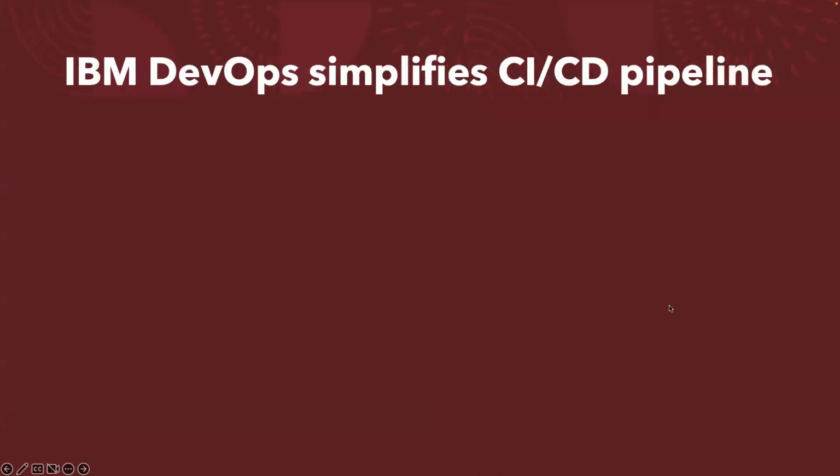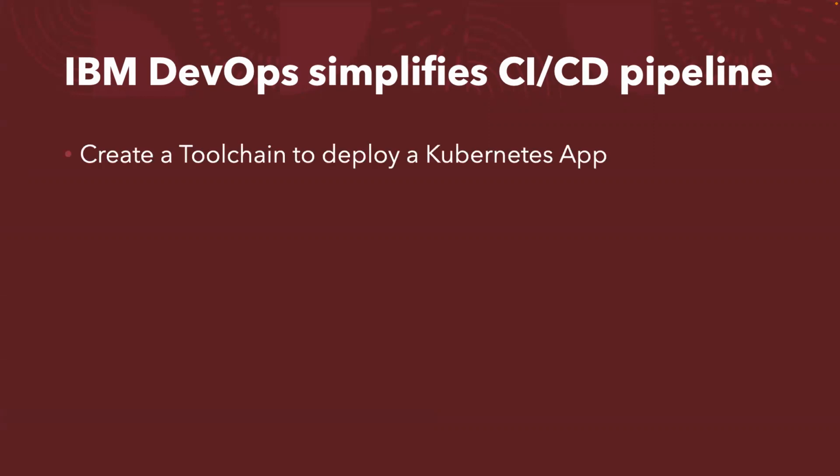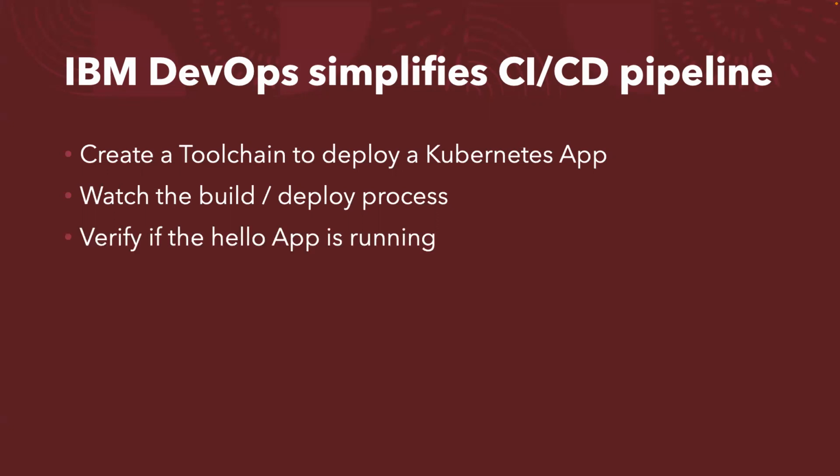Shortly, I will show you how to do it live, but at a high level, IBM Cloud definitely makes life a lot easier. IBM DevOps simplifies the CI/CD pipeline. Seriously, you only need a few mouse clicks to make it happen. First of all, I'm going to show you how to create a toolchain to deploy a Kubernetes application. Then you can watch the build and deploy process, and once the deploy finishes, you can verify that the Hello app is running.